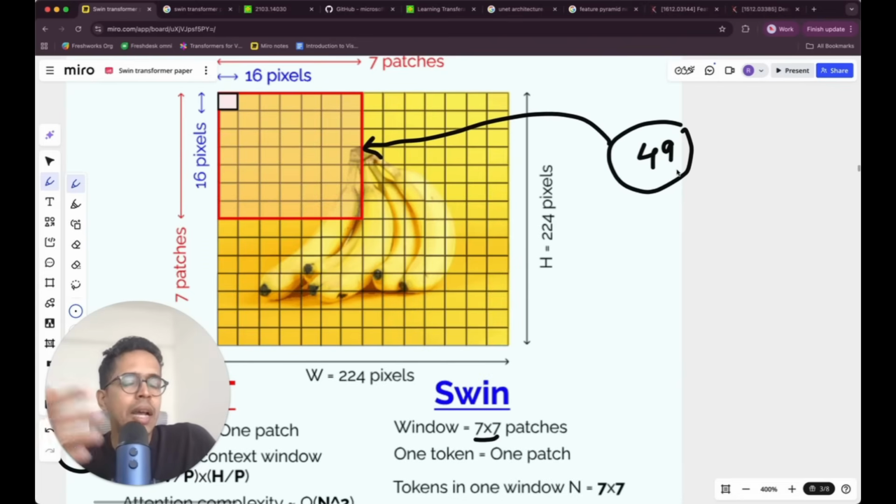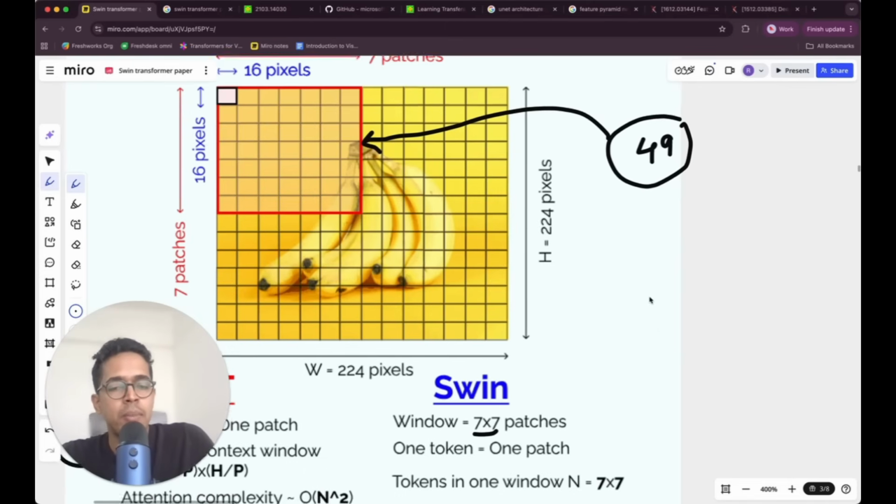So what is the attention complexity inside that window? It is 49 times 49, correct? Because I have 49 patches total. Each patch is a token. Every token is a query. And since it is self-attention, those queries attend to those same tokens as keys. So query times key, I have 49 times 49 such multiplications.